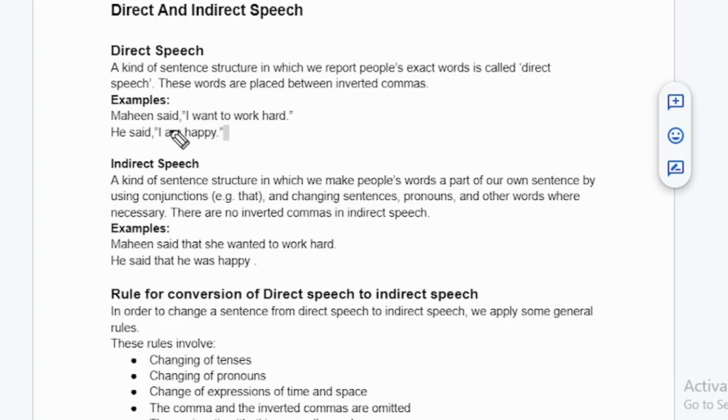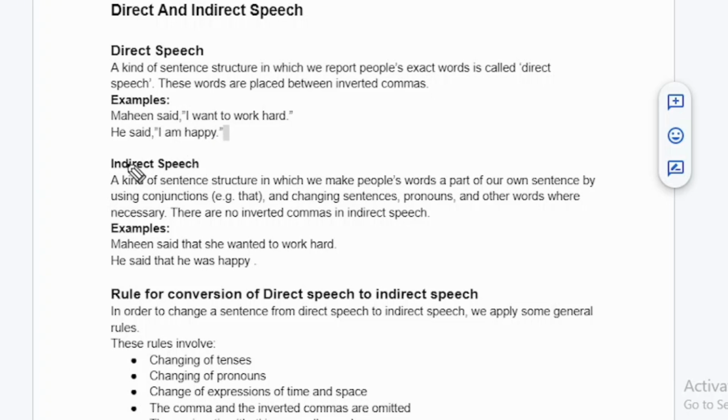Okay, so these are direct speech, and direct speech needs inverted commas because these are certain words that were uttered by the person. So we will keep these sentences in inverted commas. And he said, "I am happy." So "I am happy" is the statement, and we will cover this sentence with inverted commas.